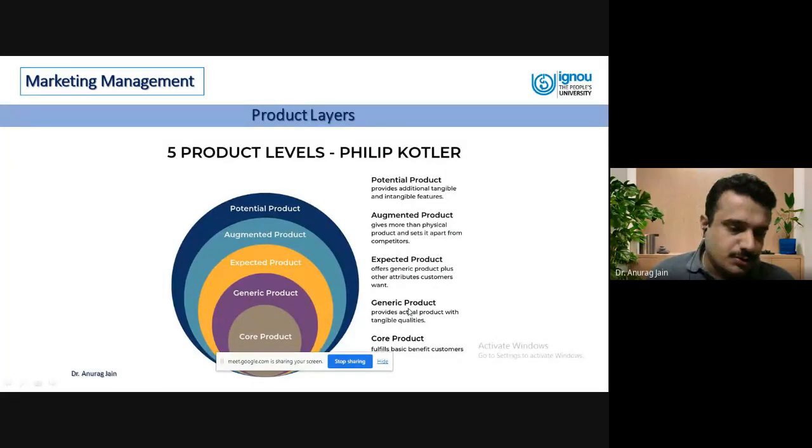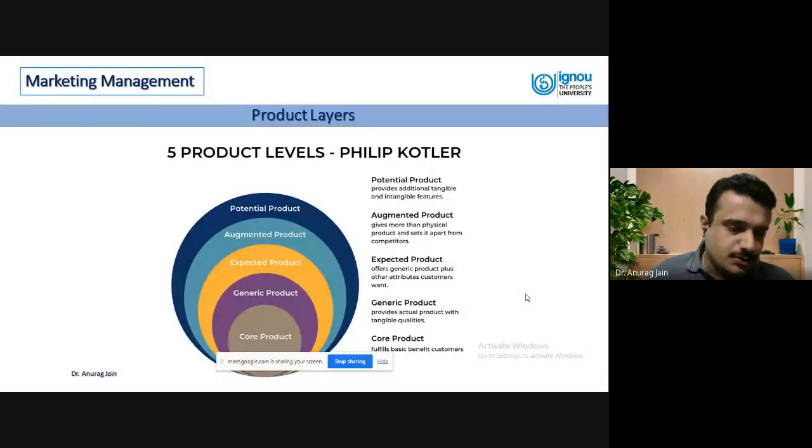Now, if we go to another layer, which is known as the generic product, which provides the actual product with tangible qualities, right? Your mobile phone comes with a camera. Your mobile phone comes with a good screen quality. Your mobile phone comes with portable chargers, maybe earphones, or certain accessories which you can use with your mobile phone. And this is known as the generic product. The idea is some tangible qualities are available in your mobile. It looks good, the shape is good, the screen size is good enough. All these are the generic product.